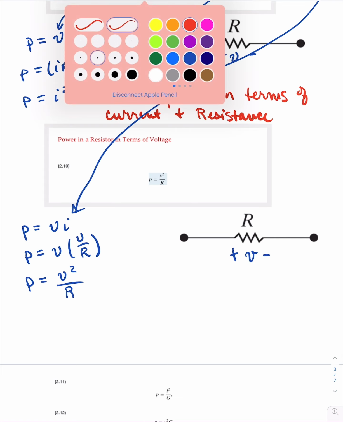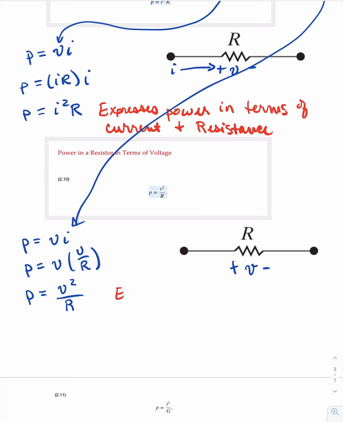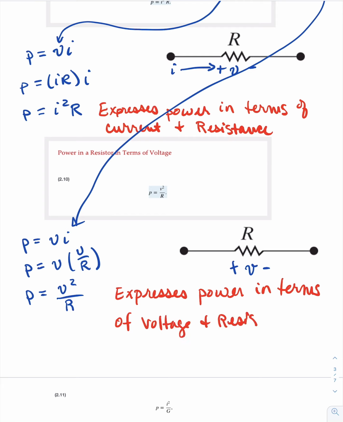So now we are expressing power in terms of voltage and resistance. So we have two new equations for power, which gives us a total of 3 equations for power. All right.